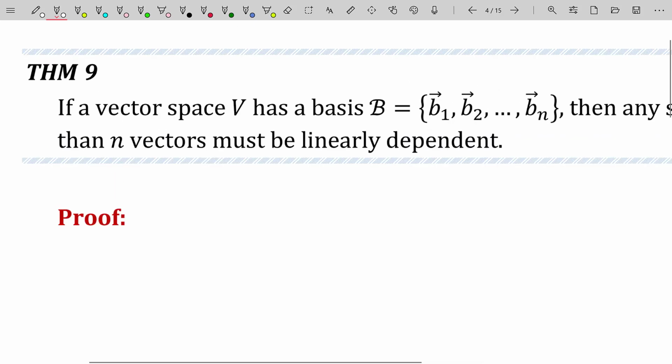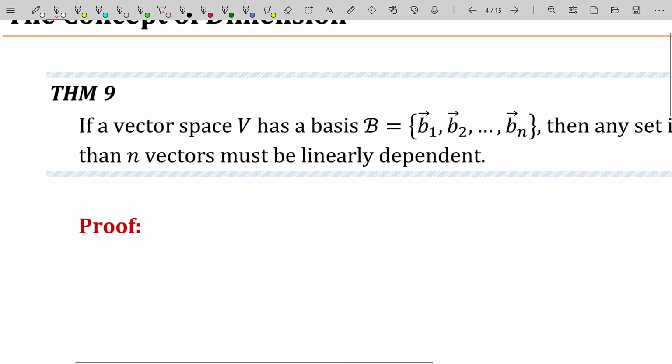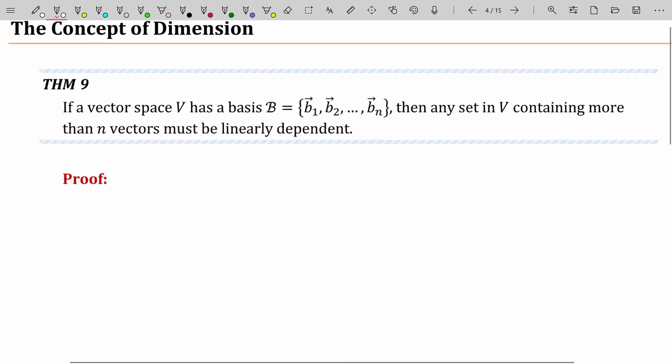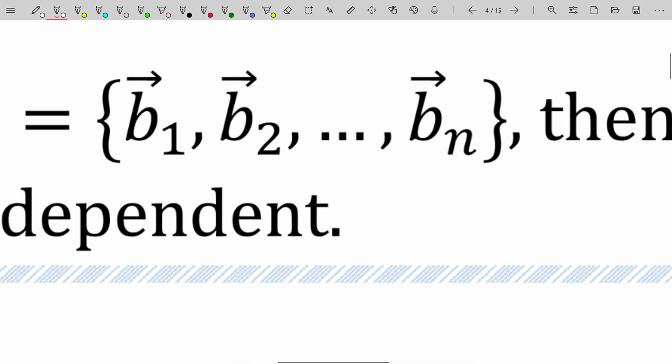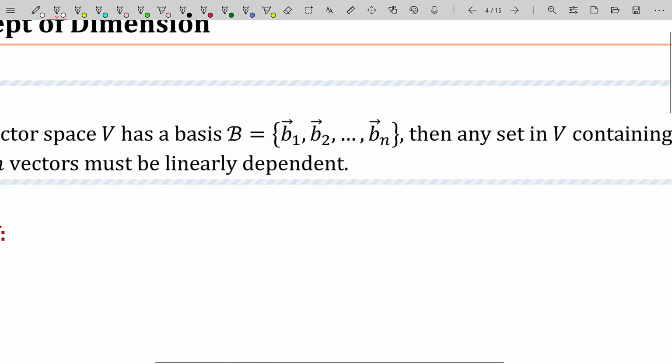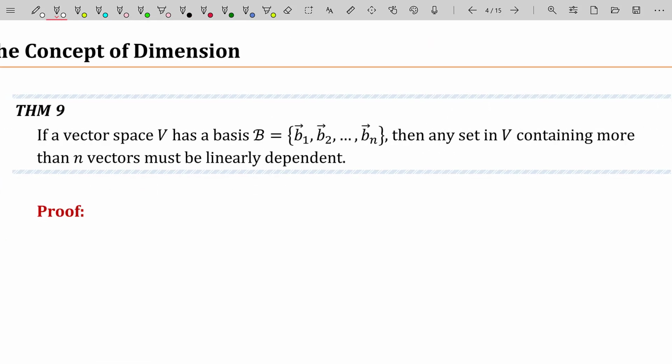The first one is what's called Theorem 9 in the textbook that I use. If a vector space V has a basis B1 through Bn, then any set in V containing more than n vectors must be linearly dependent. Again, you have a basis with n vectors. Then any set in V containing more than n vectors will be linearly dependent.